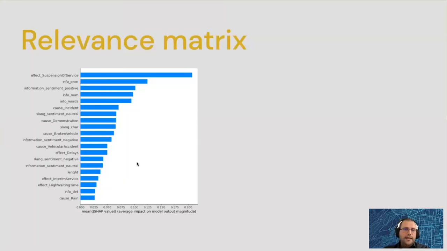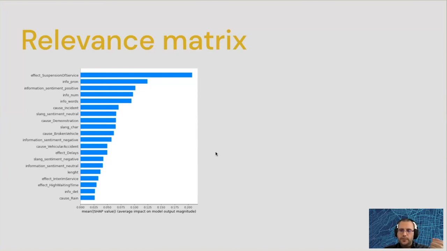We can see here that we have, for instance, suspension of service with an absolute value of 20%. And then we move on to 12% on info pronoun. That would be the amount of times that you have a pronoun when the sentiment is positive, and so on. But it's important to know that a model like this is not about one feature being more important than the others and explaining a model, but about how the teamwork between all of them works.